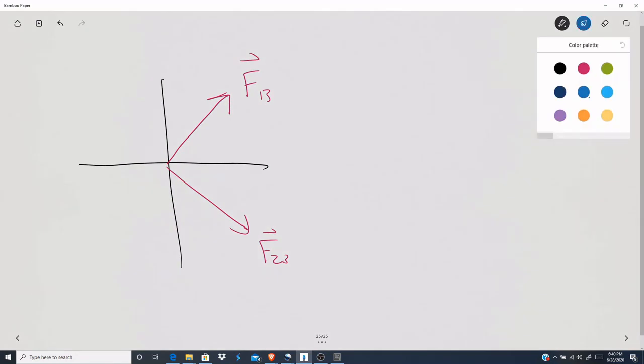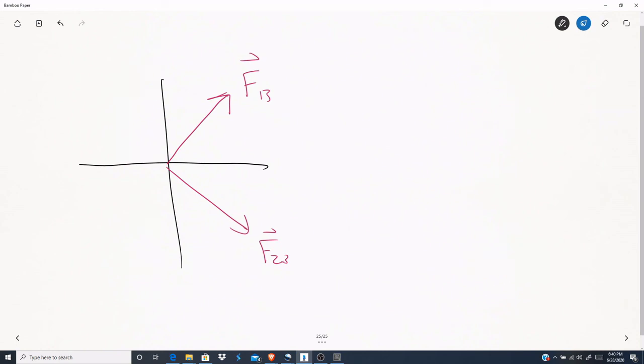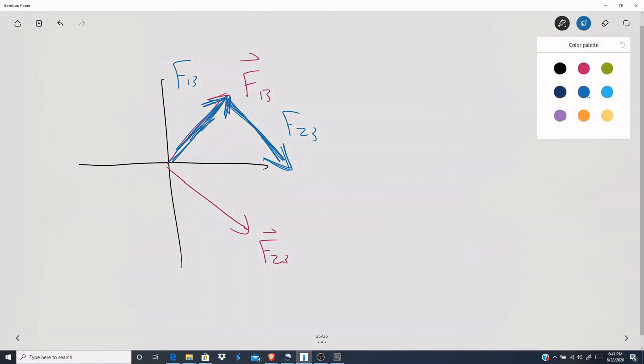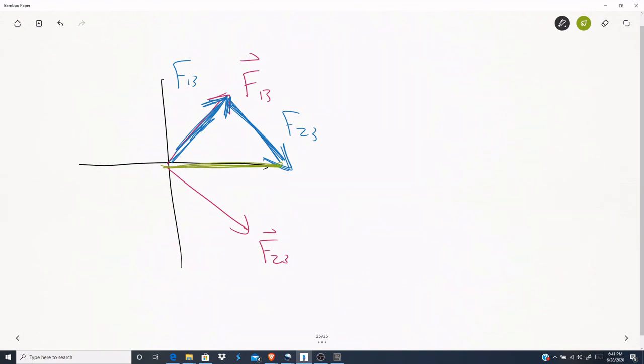Now I'm going to add the forces tail to tip. So to add the forces tail to tip, you follow one force and then the next. So first I'll follow F1 on 3. There's my F1 on 3. Then I'll follow the F2 on 3. That's this guy here. And what I get is a force which results in pointing to the right. So my resulting force, or my net force, is right here.